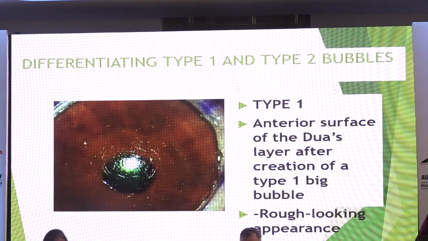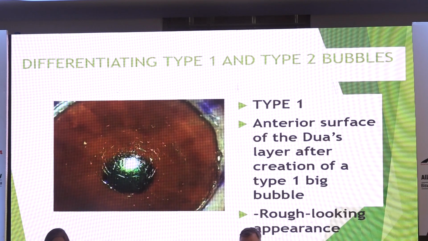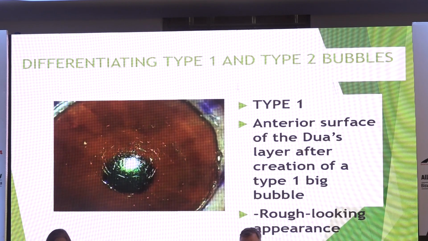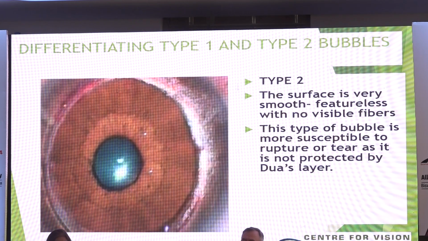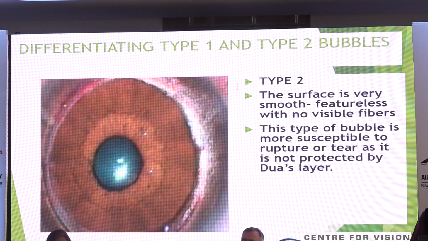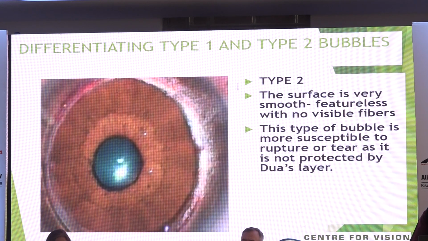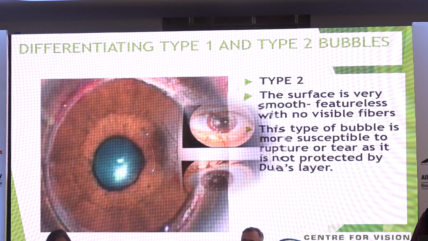Now intraoperatively, of course, you can differentiate a type 1 from a type 2 quite easily. You have the anterior surface of the Dua's layer. When you create the type 1 bubble, you have a rough-looking surface, with a few stromal fibers. And in the type 2, you will have a very, very clear Descemet's. The surface is featureless, with no visible fibers. This type of bubble is more susceptible to rupture, as we can see, because it's no longer protected by the extra 15 to 20 microns of the collagen layer of the Dua's.